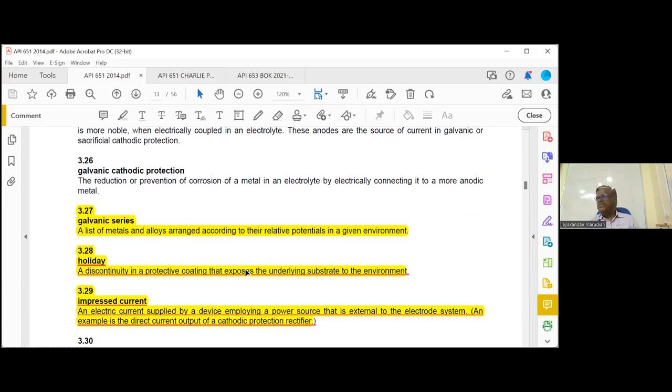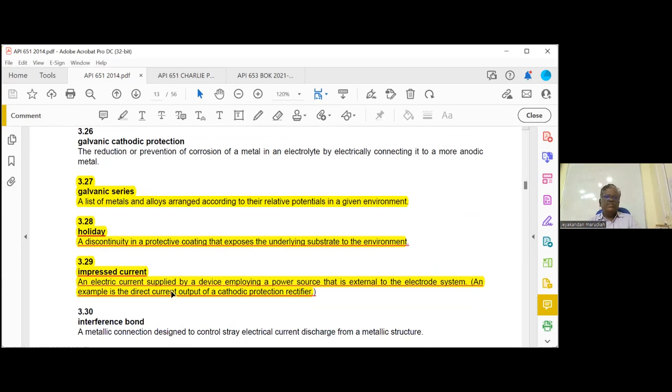Then holiday. You know holiday, it is a discontinuity in the lining or coating. We call it a holiday. A discontinuity in the protective coating that exposes the underlying substrate to the environment. The test is called a holiday test. What holiday test will we use here? High voltage, low current, brush type electrode. It is actually not for soil corrosion, for lining only. Impressed current, an electric current supplied by a device employing a power source that is external to the electrode system. An example is a direct current cathodic protection rectifier.